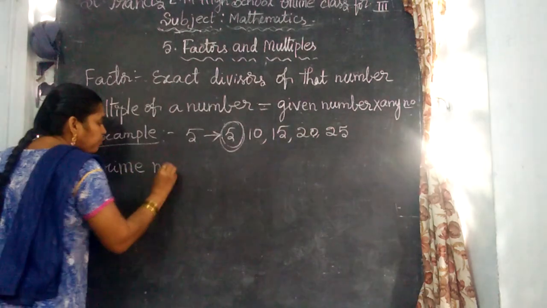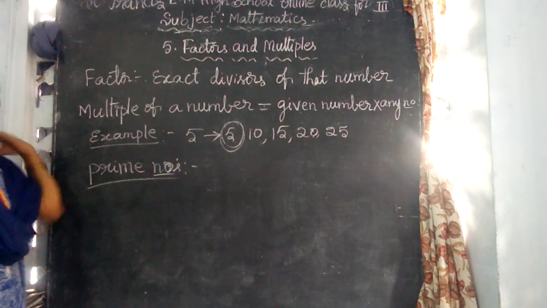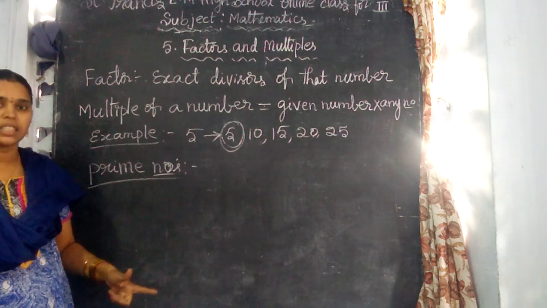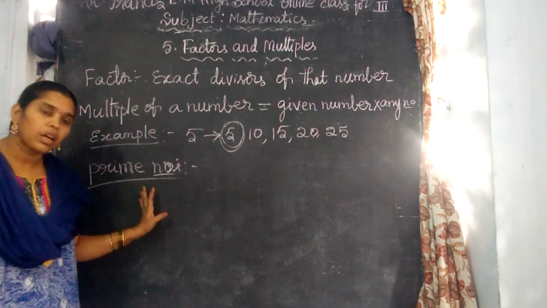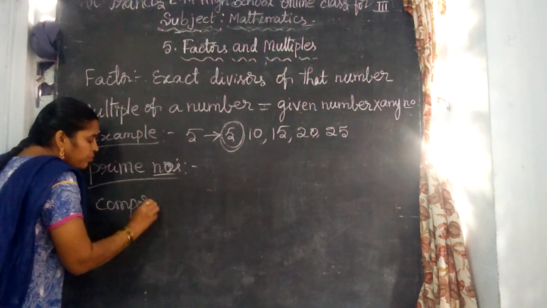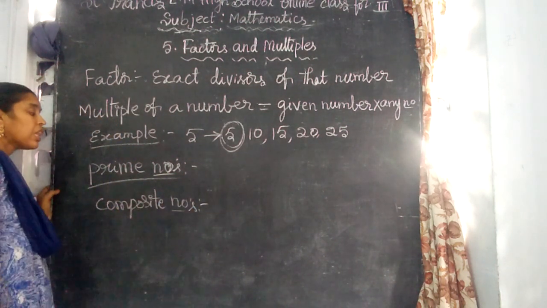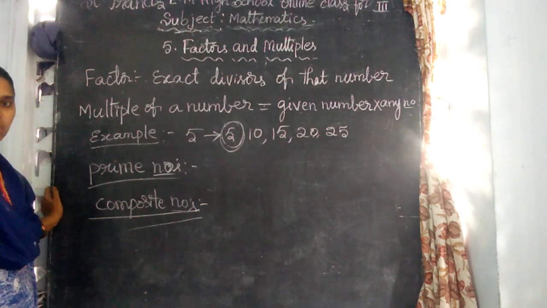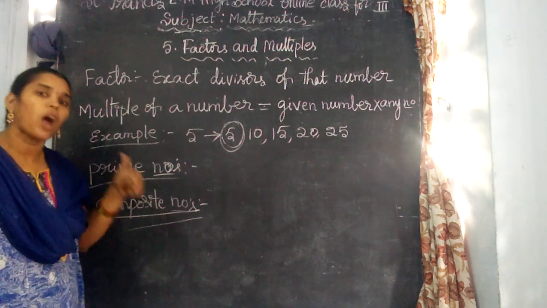Prime numbers means a number having only 2 factors, that is the number 1 and itself. Those numbers are called prime numbers. Remaining other numbers are called composite numbers. Otherwise, another definition is the number which has more than 2 factors is called a composite number. Clear, children? Prime numbers means the number having only 2 factors, that is 1 and itself.